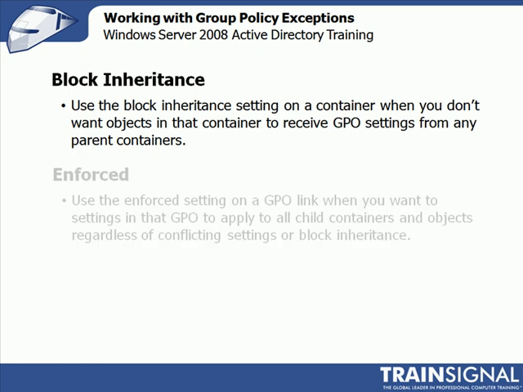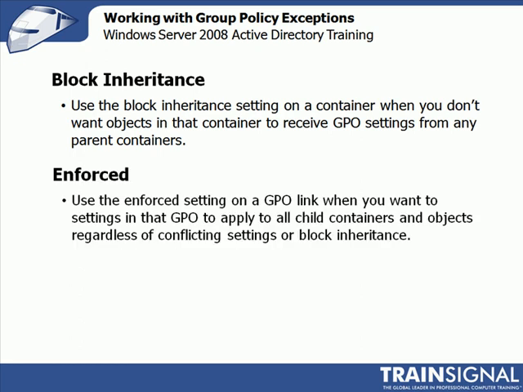Now, the opposite of that would be a setting called enforced. Now, the enforced setting is something that you set on a GPO link. Okay, so not to a specific container. You don't go to the domain container and set enforced. You go to a group policy object that may be linked, let's say, to the domain. And you then put the enforced setting on when you want settings in that GPO. Okay, the link, the GPO that you're setting the setting on that particular link.